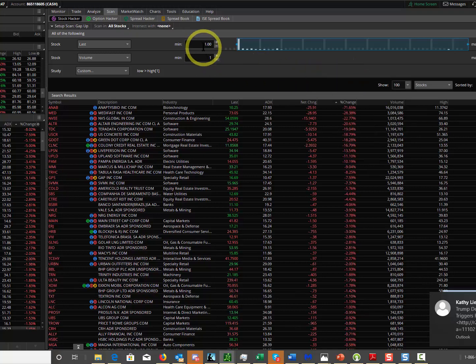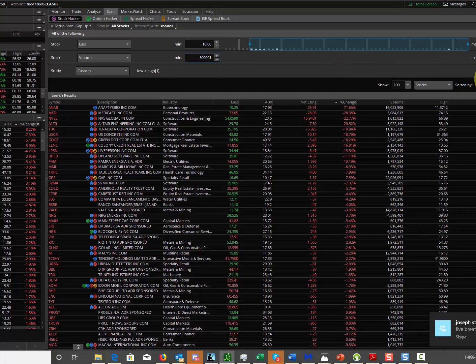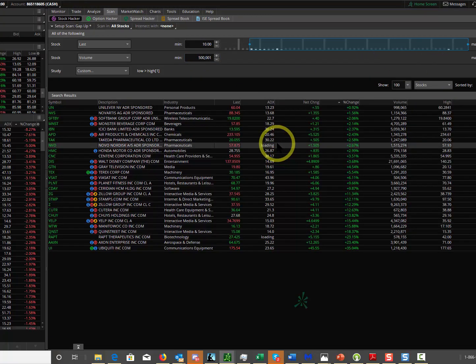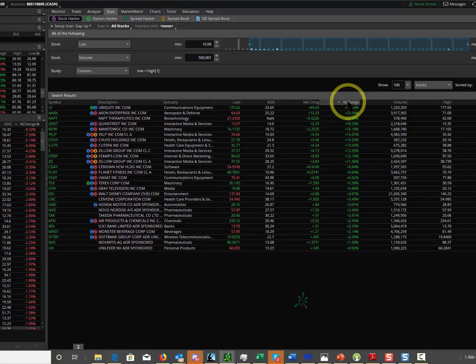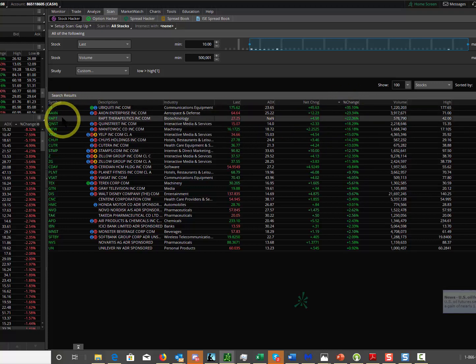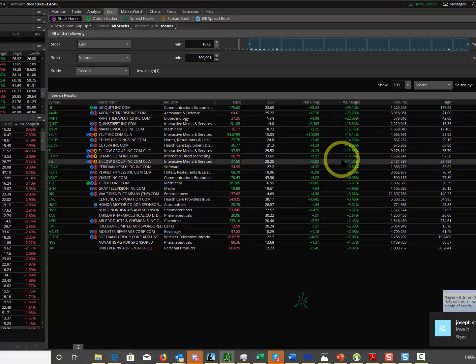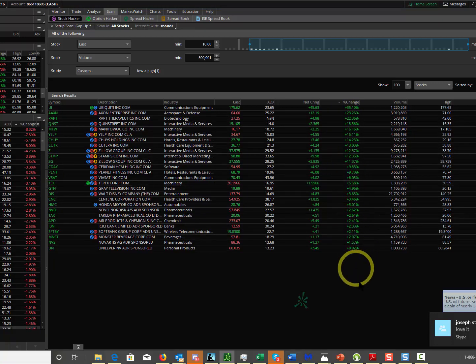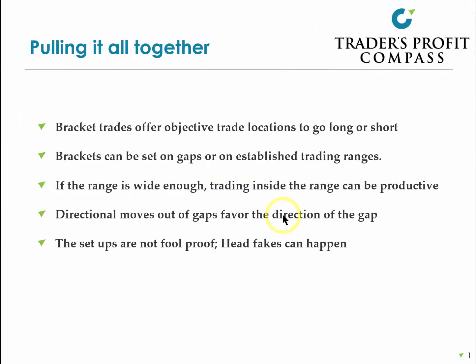You can also go here, and I think I showed you where you can load gap up, and do the same thing. And if you want, you can save these as your own personal scans. So here's all the gap ups for the day. You can sort them by percent change. You can see the ones that jumped up today on earnings. So let me go back to the presentation and wrap it up for you.